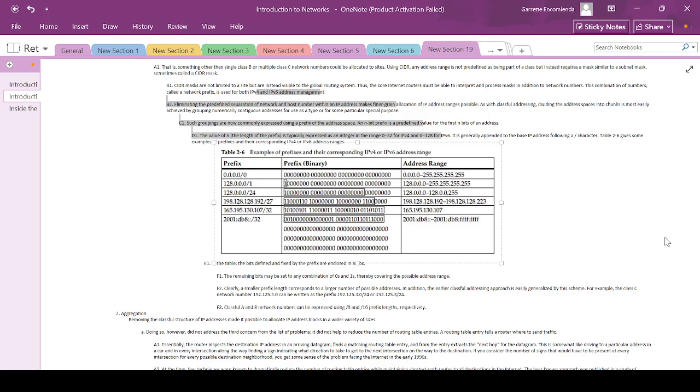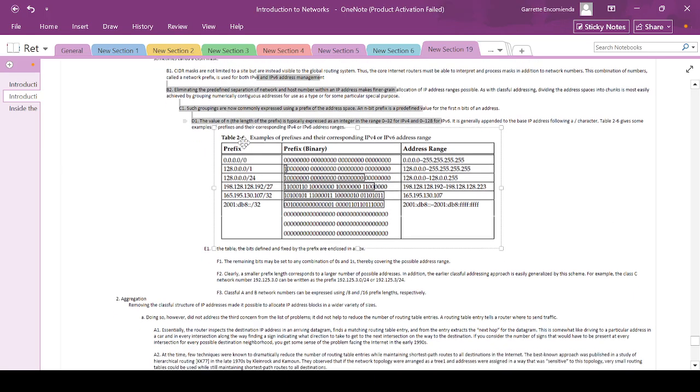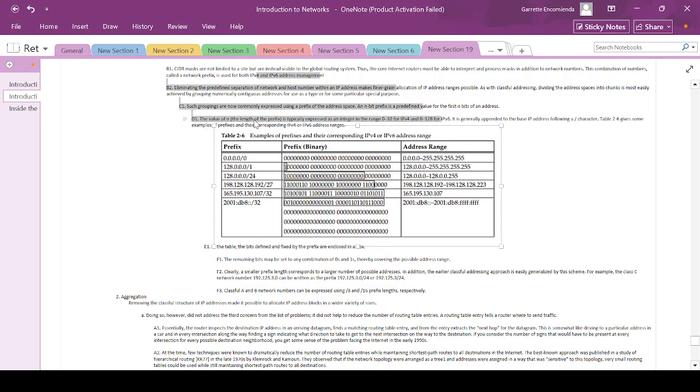So this combination of the CIDR mask and the network is called a network prefix. Prefix is now used for IPv4 and IPv6 address management. Such groupings are now commonly expressed using a prefix of the address space. So an n-bit prefix is a predefined value for the first n bits of an address. Now this is the one used in the modern internet.